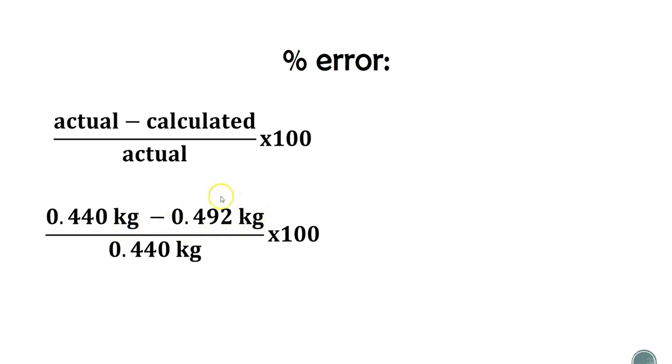And I just made up a number that could be something close to what you have. If you've got anywhere in the kind of 300 to 600 range, 0.300 to 0.600, that's perfectly fine. Hopefully you're closer to the 0.440 area, but anywhere in that range is fine. And then divide it by our actual again. So when you plug that into your calculator, that's a relatively small difference between these two numbers. So that gives us a negative 11.8%. It's fine to have a negative percent error. It just means that your result was a little bit higher than what you expected it to be.